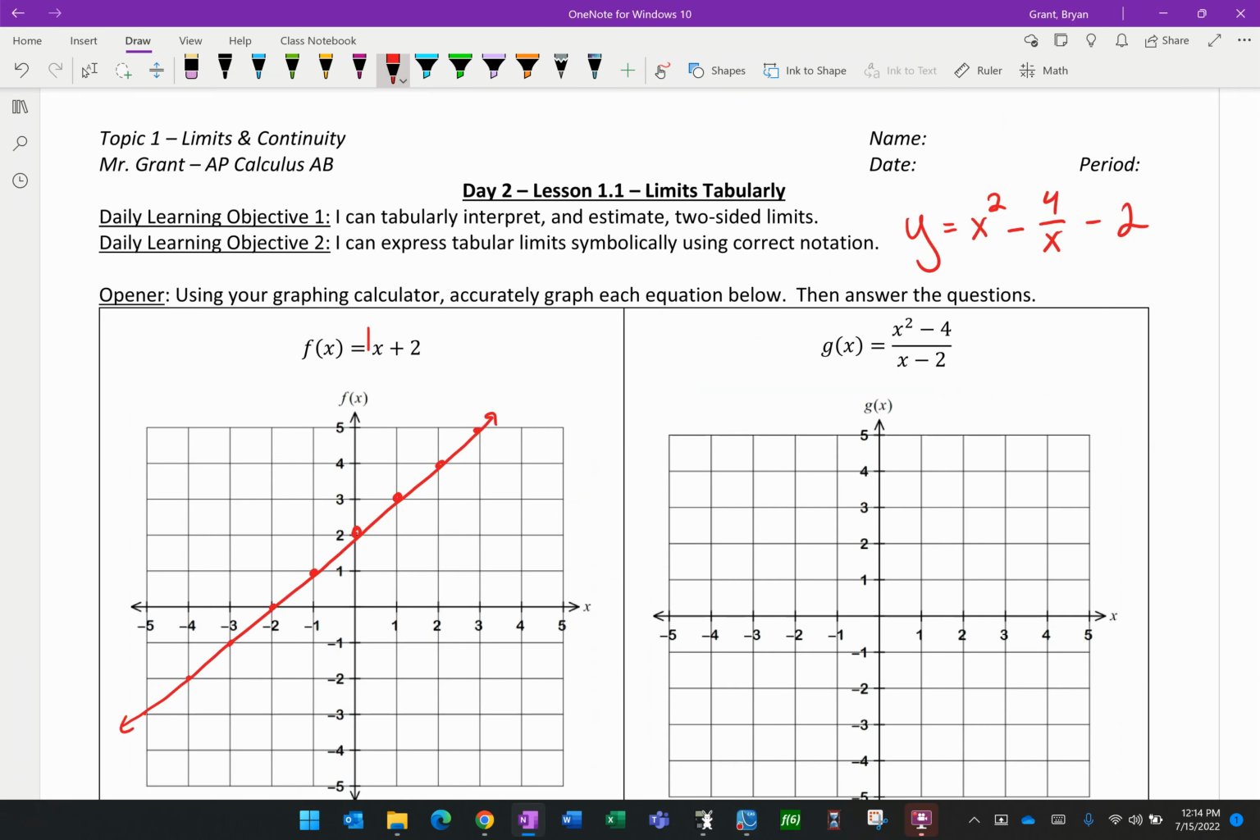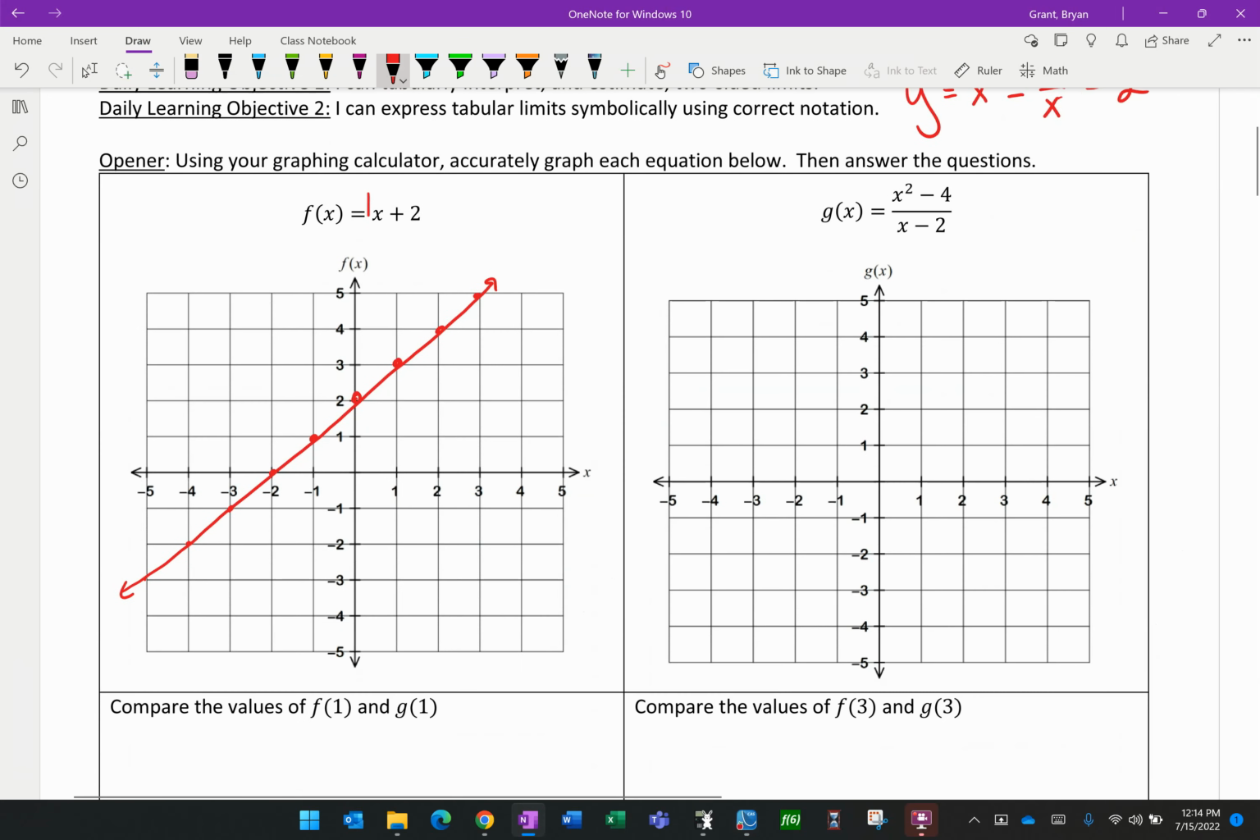So let's jump back to this and think about what the heck we were doing here. We had g of x, we had this guy, and we said that there was a hole at, it looked like 2 comma 4. I'll put that on there, changing colors really quickly, at 2 comma 4. Now, why is there a hole there? Well, you might remember back in Algebra 2 that you can factor this top. It's a difference of squares, isn't it? And the denominator is just x minus 2.